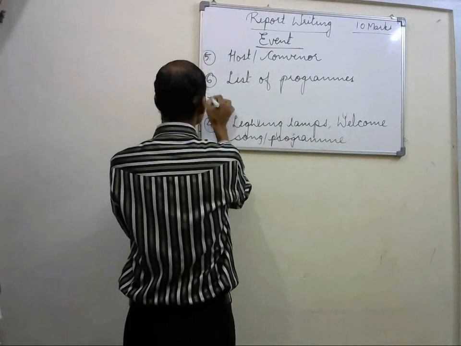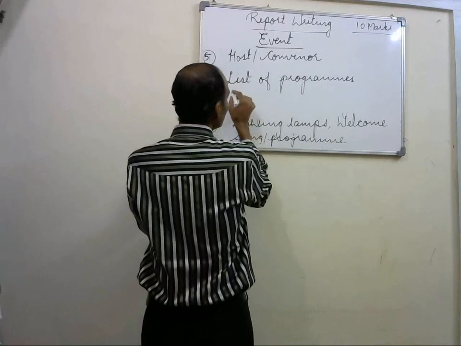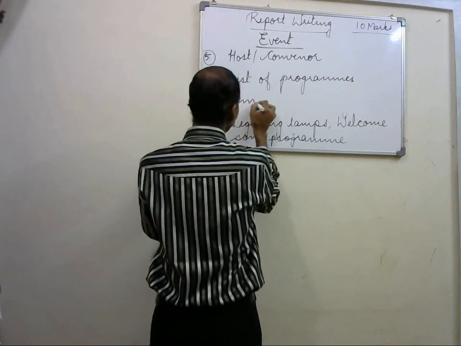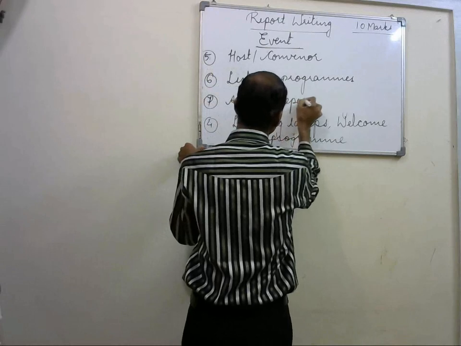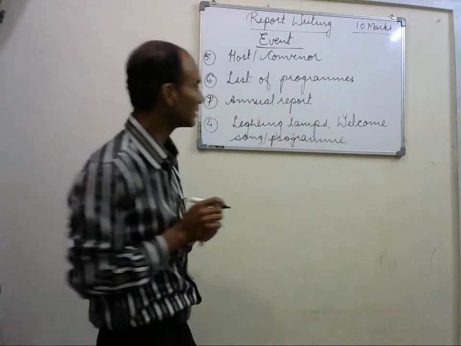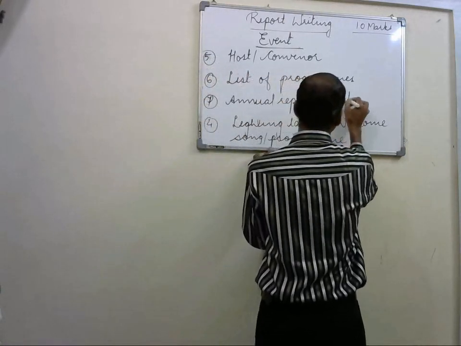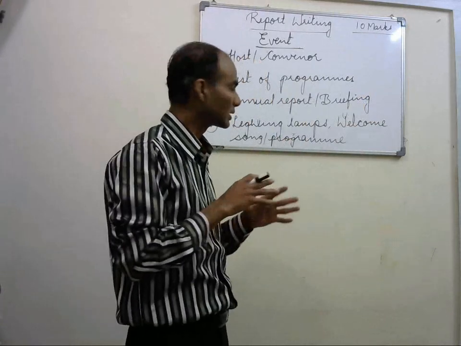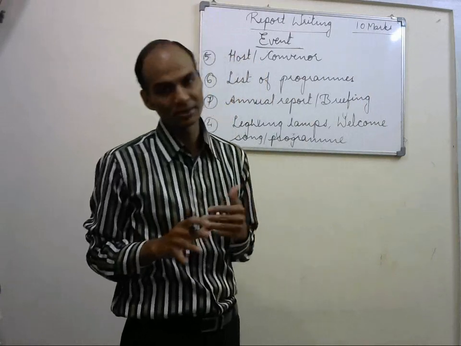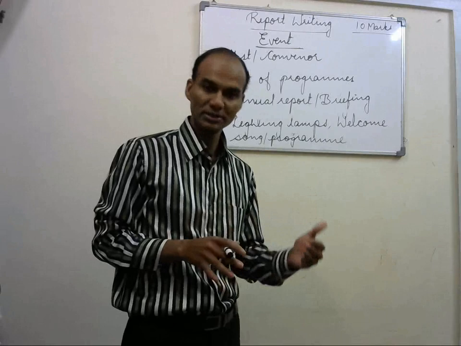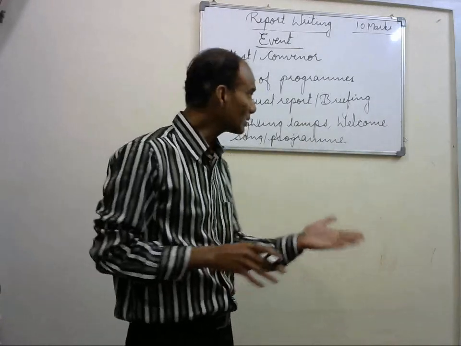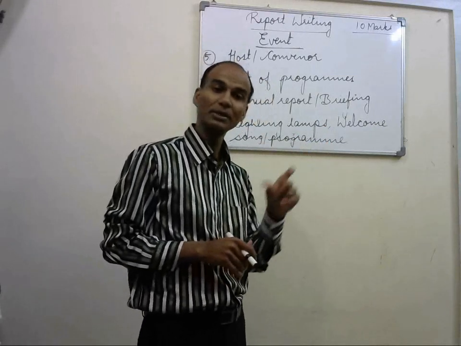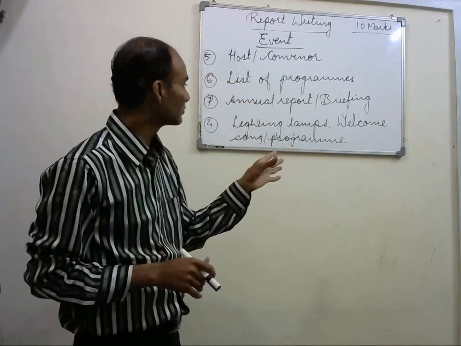And you can mention about the annual report. If it is a function at school, the annual report can be read, or if it is something else, then at the end of that program you can have a briefing of all that was done there at the event or at the program. If it was, as I earlier mentioned, eye checkup camp or health checkup camp or any other activity, so whatever happened in that duration, if it was some 3 days camp or something like that, so what happened in those 3 days, that can be mentioned at the end of the program on the last day.